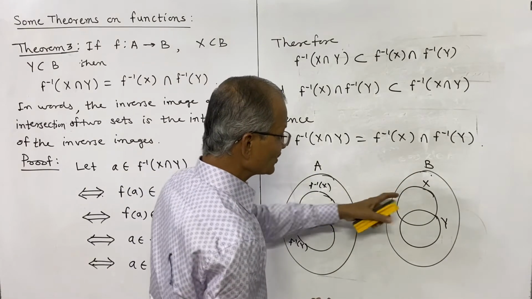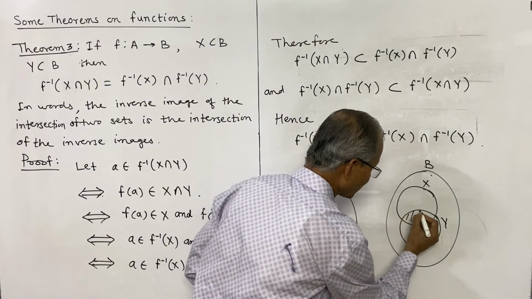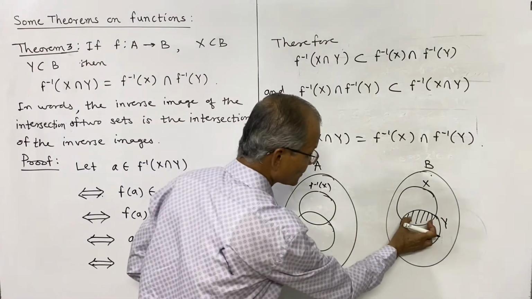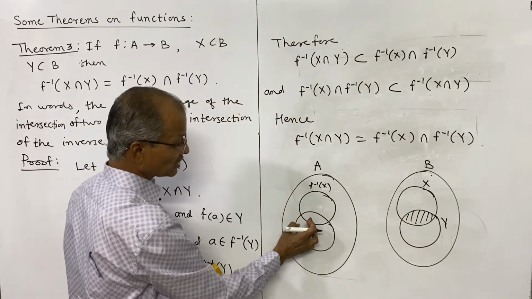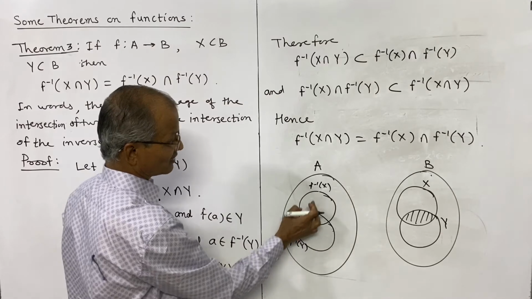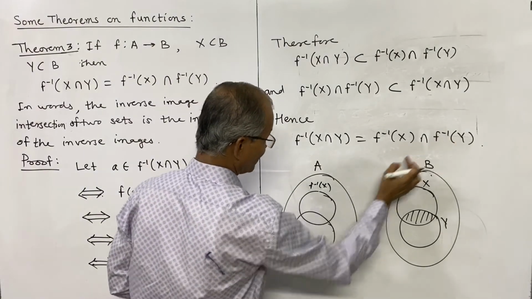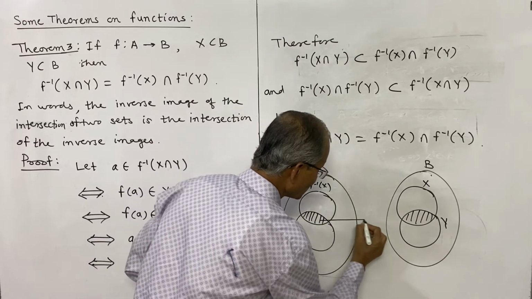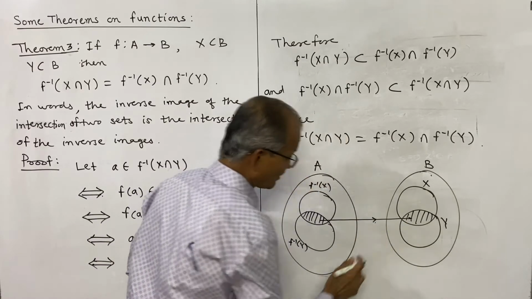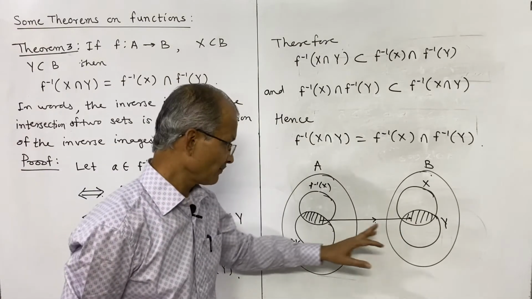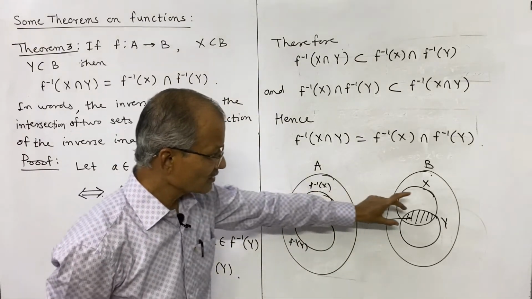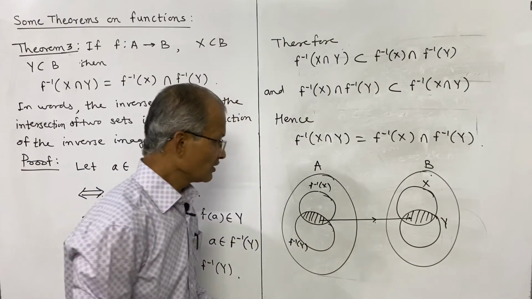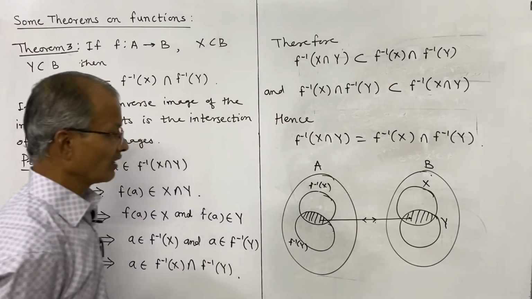Now what is the intersection? Their intersection will be this one, x intersection y, and the inverse image of this intersection will be the intersection of their inverse images. That means f inverse x and f inverse y, and their intersection is this one. So that means this region will be related to this region. So f image of this is equal to this, and inverse image of this is equal to this one. So that is the meaning of the result that we have proved.